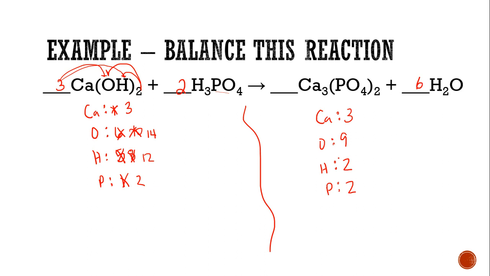So here I now have 12 hydrogen. And let's add our oxygens up. Here I have 8 oxygen plus 6 goes to my oxygen as well. So that also gives me 14 oxygen. Note here that everything matches up. So I have a 3, 2, 1, 6 for my balancing.